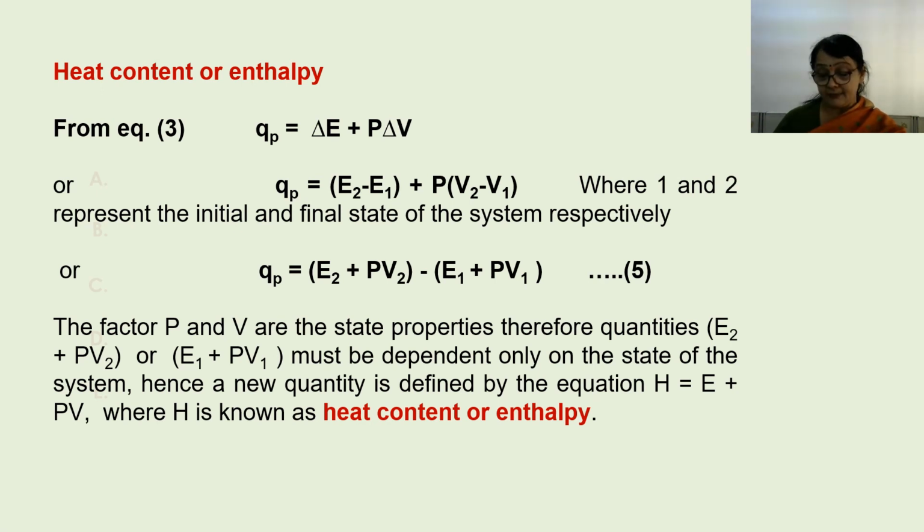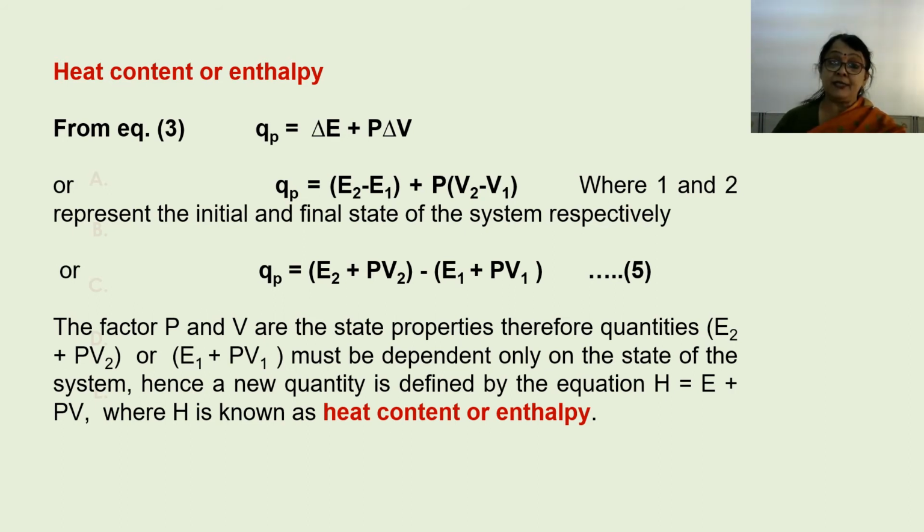Now, let us discuss the heat content, or enthalpy. As we already deduced, at constant pressure the heat energy QP is equal to del E plus P del V. Here, QP is the heat subjected to the system at constant pressure, del E is the change in internal energy of the system, P is the pressure and del V is the change in volume.